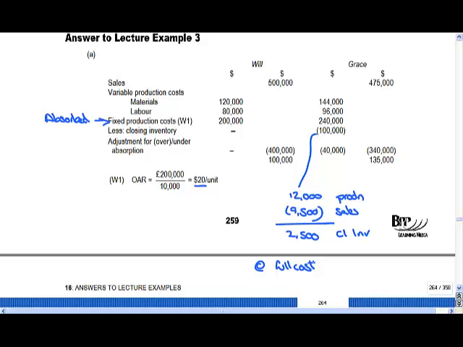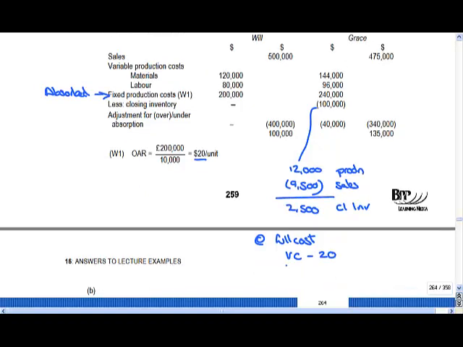Now, the full cost is made up of the variable, which was the materials and labour, so 12 and 8 was 20, and then we also have the fixed cost, which is our overhead absorption rate of 20, so we're valuing each of those units at 40, and that is how we get the $100,000. Okay.